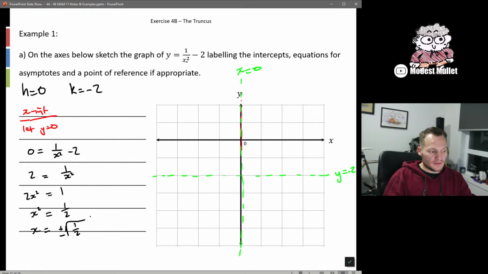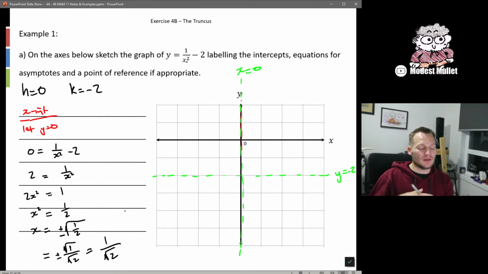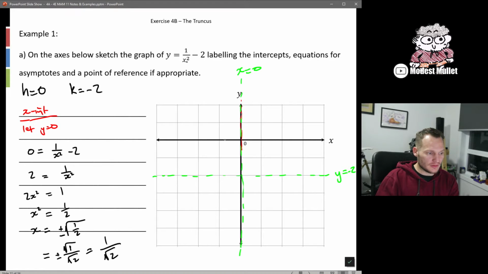What is that roughly as a decimal? Taking the square root of half, if you wanted to, you could break that down as the square root of 1 divided by the square root of 2, plus or minus that. Well, the square root of 1 is 1, and the square root of 2 is roughly 1 point something. So we've got 1 divided by 1 point something, which means it's going to be less than 1. If I can remember off the top of my head, it's about 0.7. So we get plus or minus that.